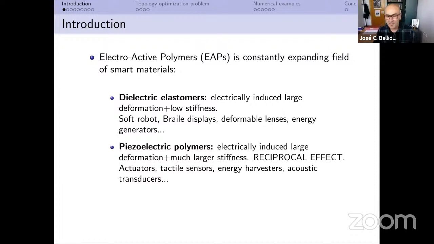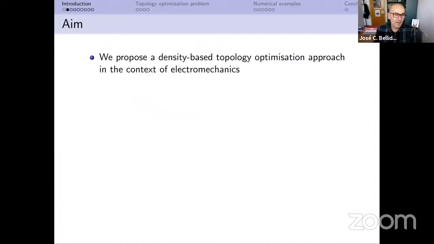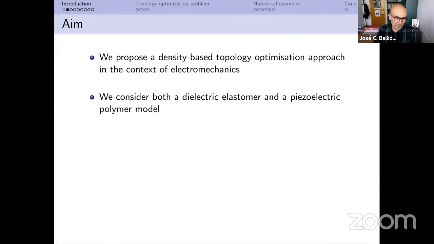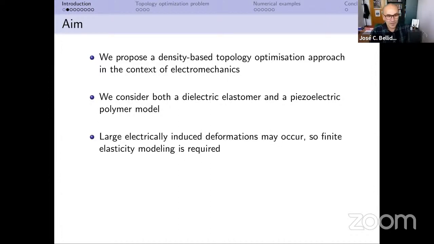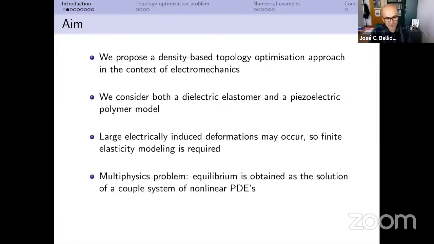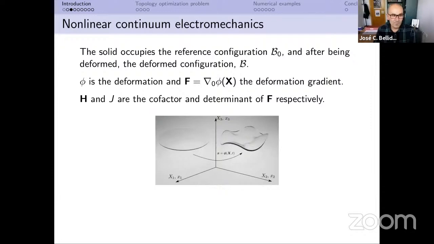So topology optimization opens up a very interesting field for optimizing these materials in order to design devices beyond human intuition. Our aim here is to design a density-based topology optimization approach in the context of electromechanics. We consider a model both for a dielectric-elastomer and a piezoelectric polymer. Because we are going to have large electrically induced deformation, we have to go through nonlinear modeling, particularly finite elasticity modeling. This is a multi-physics problem in which equilibrium is obtained as the solution of a coupled system of nonlinear PDEs.